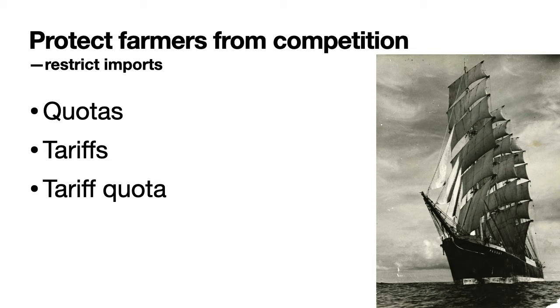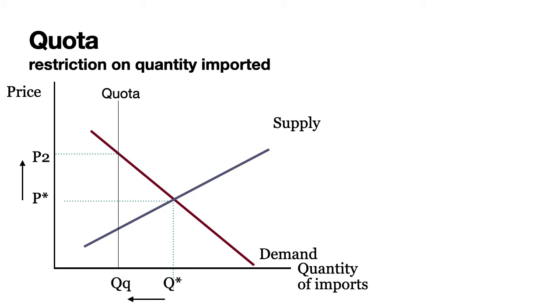So these policies broadly protect farmers from competition by restricting imports in a variety of ways. Now, there are three specific tools that I'd like to look at: quotas, tariffs, and the tariff quota. So let me start with quotas, which in some ways are the simplest of our graphs. So a quota is a restriction on the quantity imported.